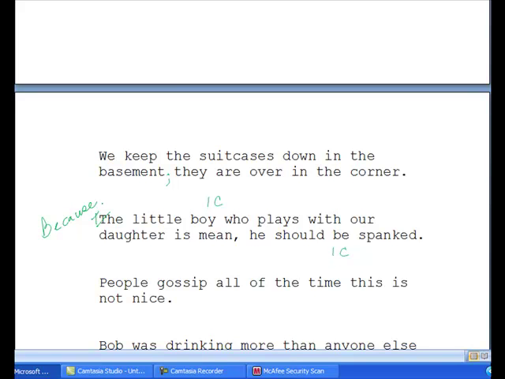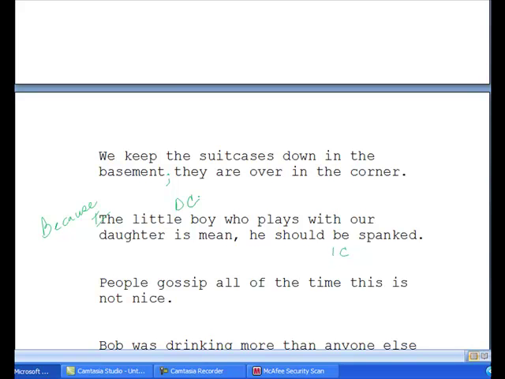Lowercase that. Because the little boy who plays with our daughter is mean, comma, he should be spanked. This is okay. And what we've done now is made this one not an independent clause, but a dependent clause. It's a dependent clause because everything that comes up to the comma cannot stand alone.